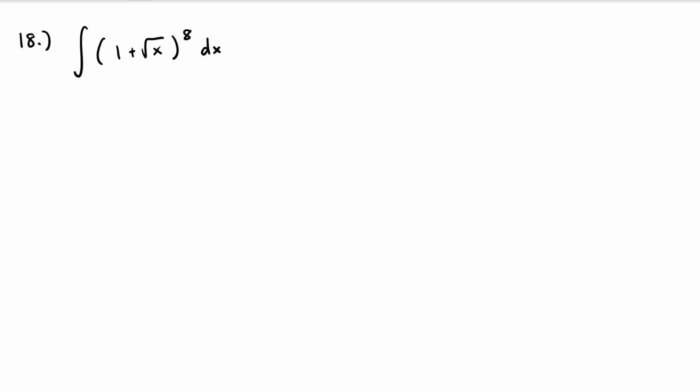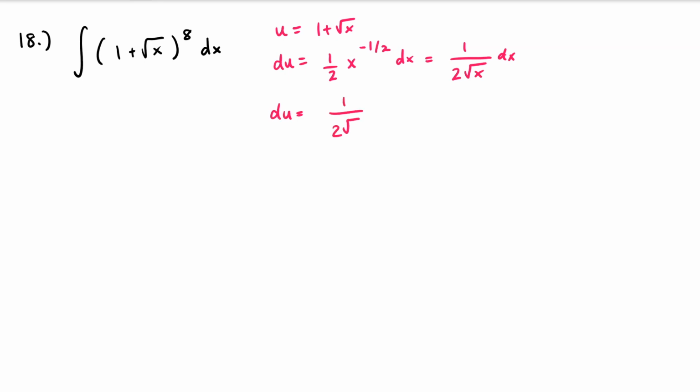We're going to start off by using u substitution, and I'm going to let u equal 1 plus the square root of x. If we take the derivative here, we're going to end up getting that du is equal to 1/2 x to the negative 1/2 power dx. I'm going to rewrite this as 1 over 2 times the square root of x dx. So at this point we have du equals 1 over 2 root x dx. And in this equation, I'm going to multiply both sides by 2 root x. If we do that, we get 2 root x du is equal to dx.